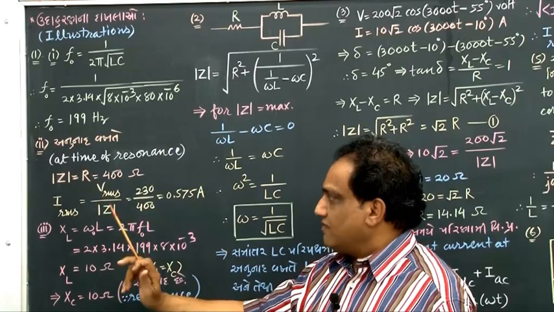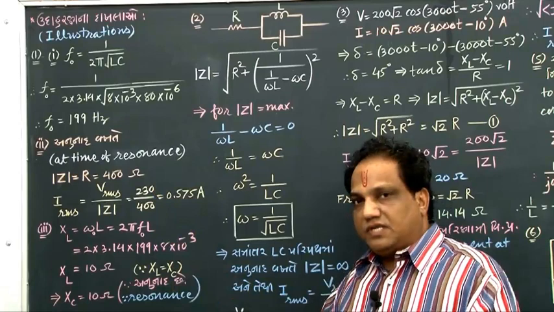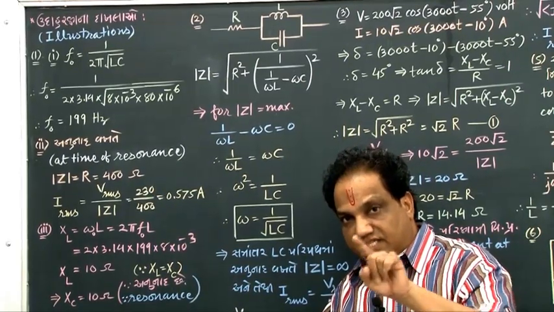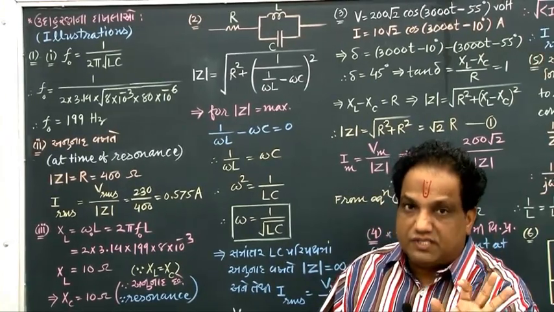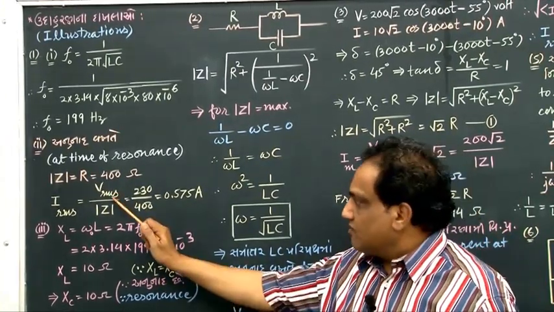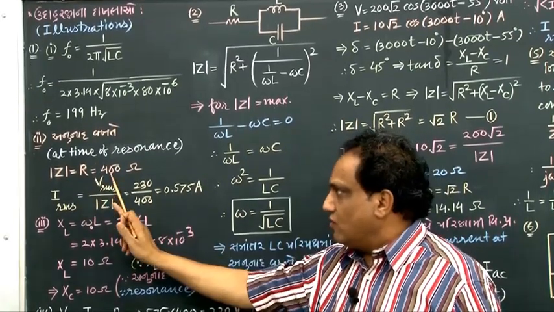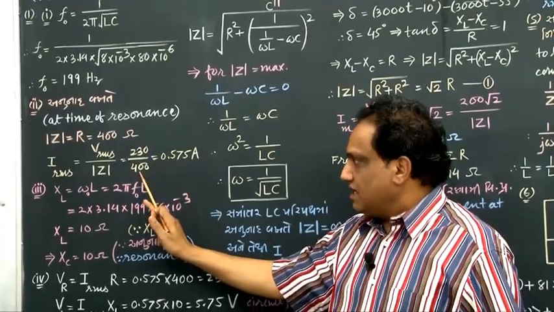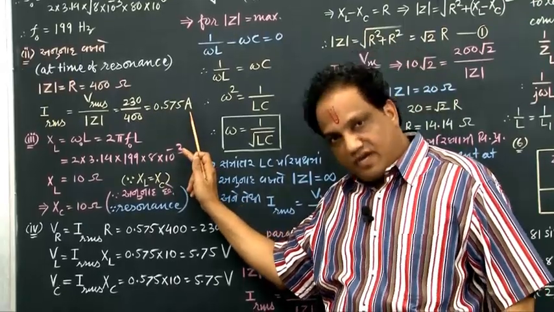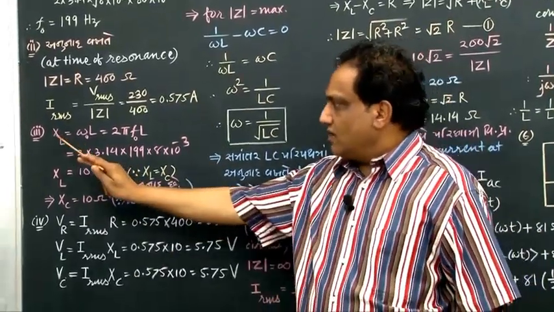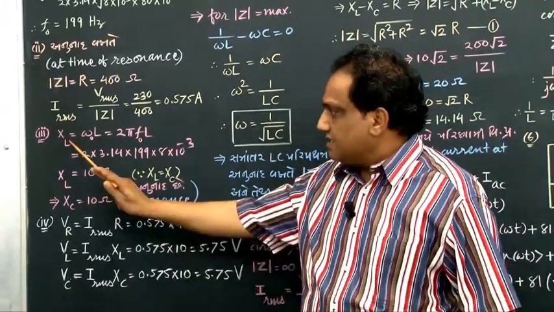Come on, VRMS value they have given in the statement, 230 volt. See, in the statement you will find they have given AC voltage. I told you, in case of AC circuit, only voltage means RMS value of voltage. So RMS value of voltage they have given is 230 volt. Mod Z we know it is 400 ohm. This upon this, answer is 0.575 ampere.